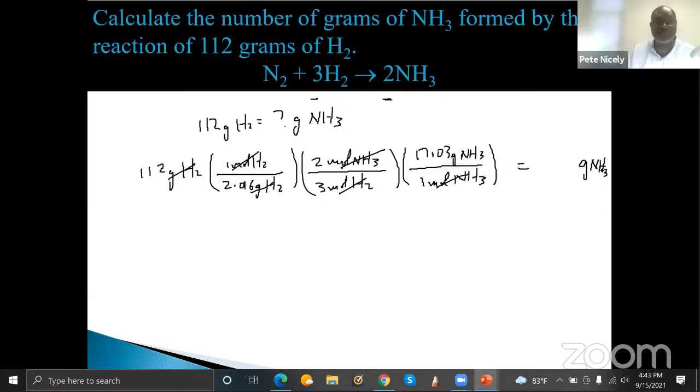So let's do the calculation here. 112 divided by 2.016 times 2 divided by 3 times 17.03. And according to my calculations, rounded off to 3 sig figs, the final answer here would be 631 grams of ammonia. And that's how you do that type of problem where you're given a mass of one substance, you're given a balanced equation, and you're to determine the mass of another substance involved as either a reactant or a product. Okay, any questions about this particular example?